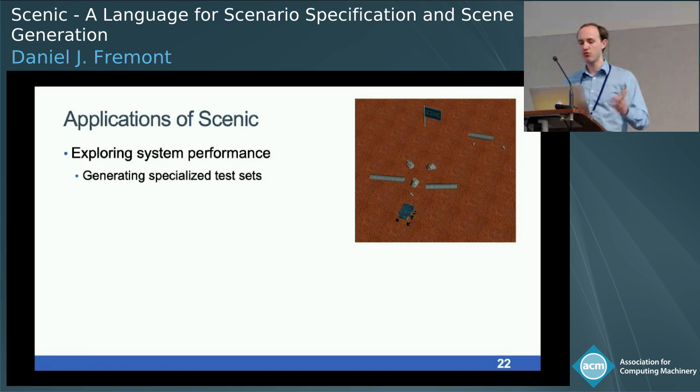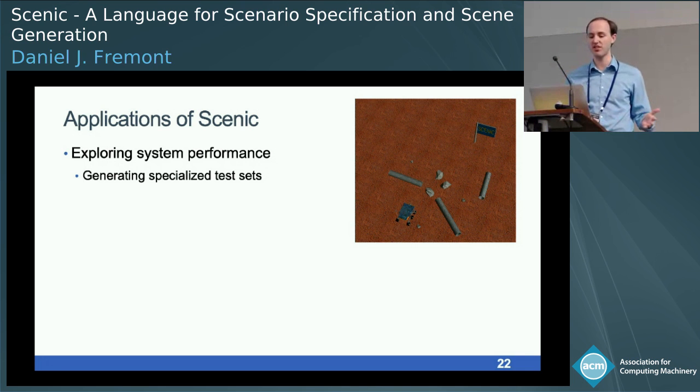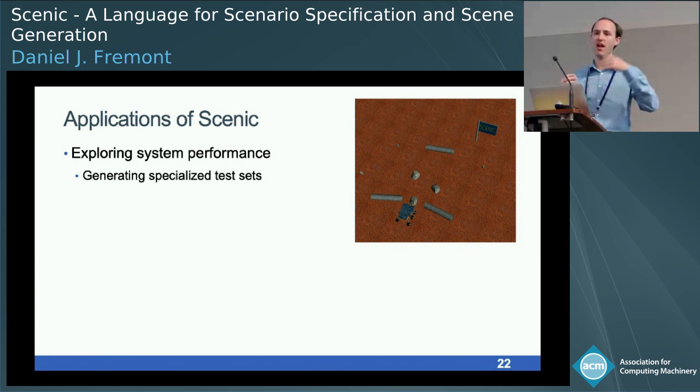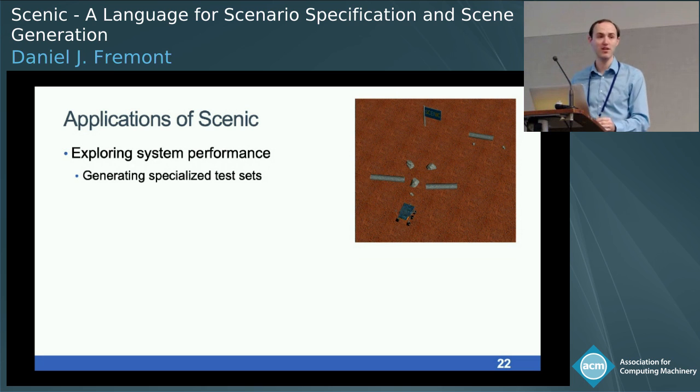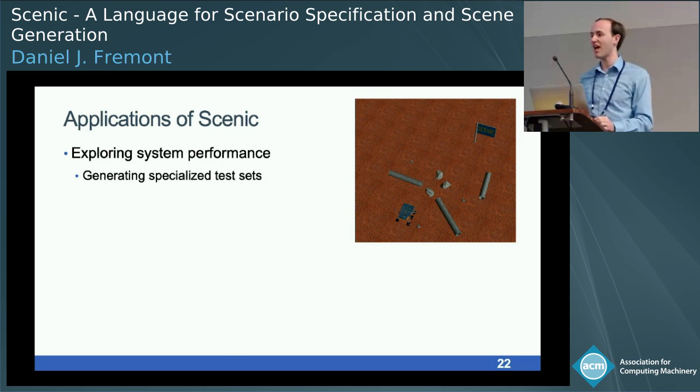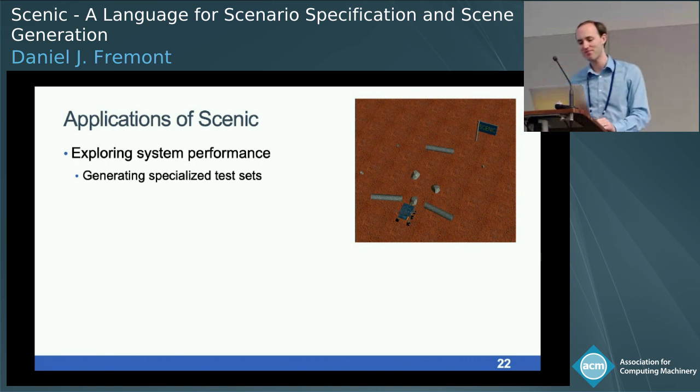So what can you actually do with the language? An obvious application is just to explore the performance of your system under different conditions. So you can write a scenario for a particular type of situation and see how well the system works. Just to show you it's not all about autonomous cars, here's an example we did of testing a motion planner for a robot. So generating this kind of cluttered scenario where the rover is trying to get to the flag, and there's this bottleneck that forces it to consider crawling over those rocks.